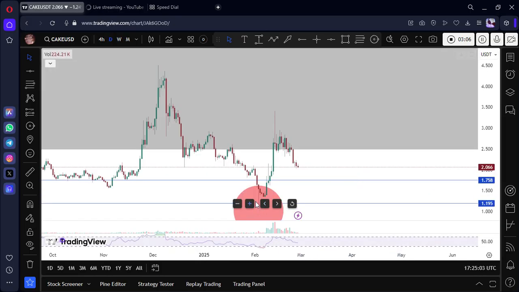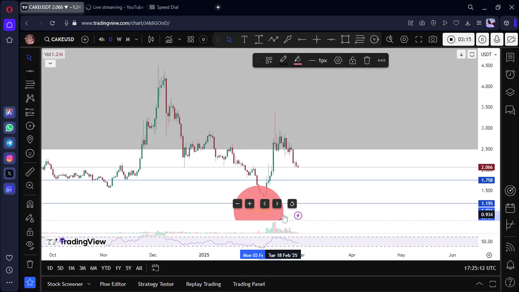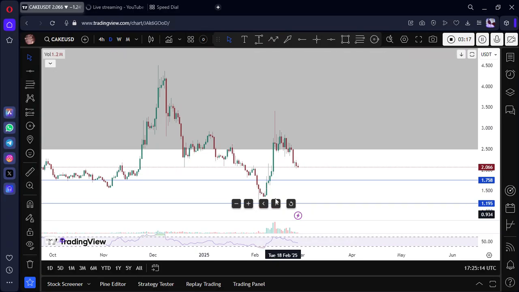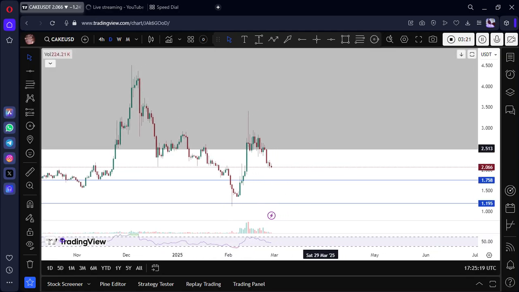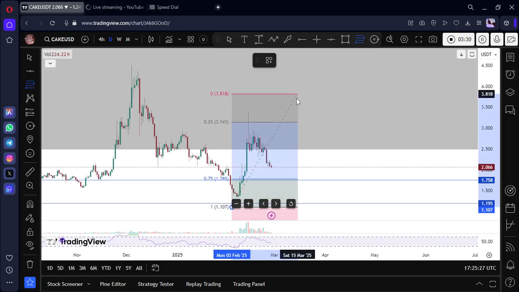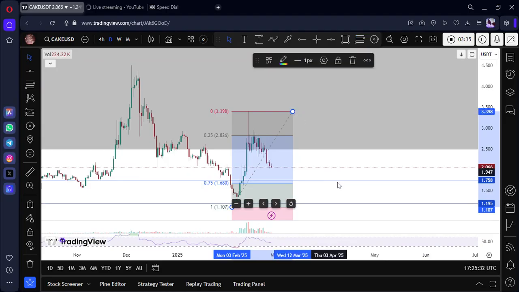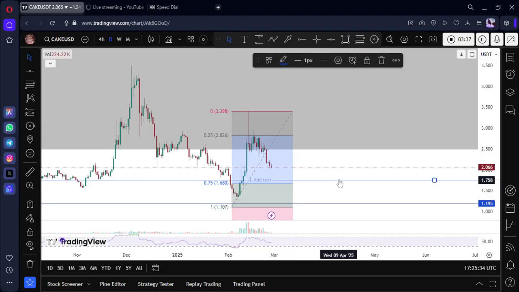So I'm going to move to the daily time frame. So you can see this weak action here. Let me take that out. Then I'm going to get out my fib tool to actually get my perfect entry for CAKEUSDT. I'm going to also get these lines out.